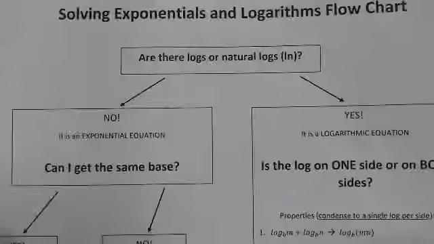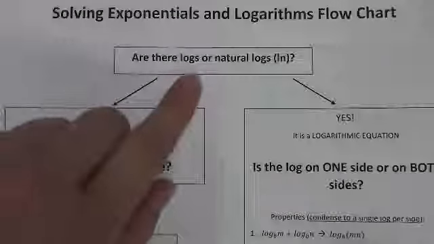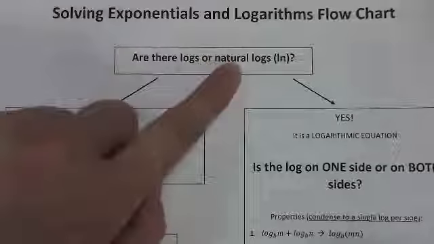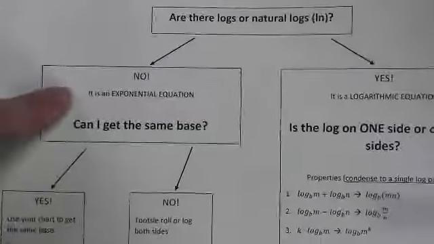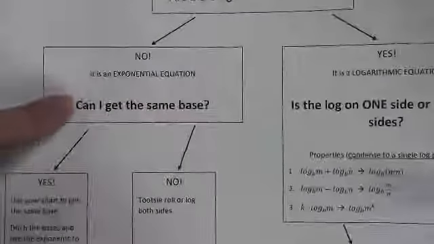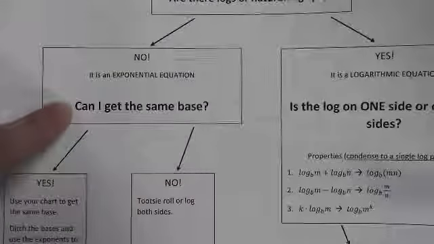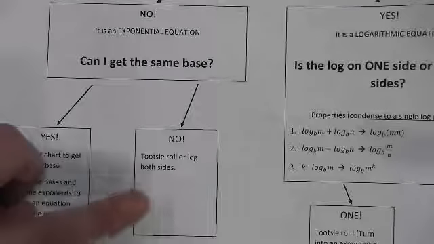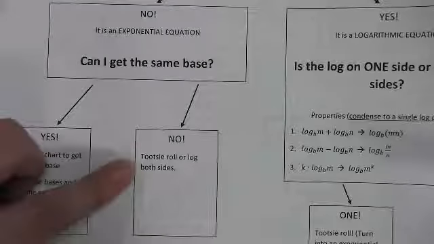And again, you would be able to look at your flow chart to help you decide what method you're going to use. So in this problem, are there logs or natural logs? The answer to that is no. It's an exponential equation. Can I get the same base? So can I use that chart with the bases to make the base the same? And between 6 and 13, I definitely cannot. So here it says Tootsie Roll or log both sides.